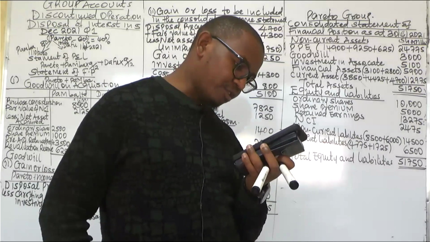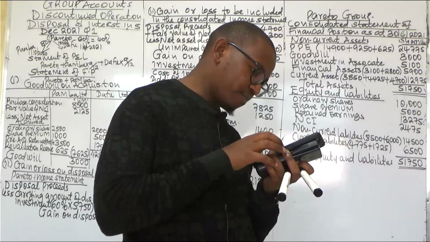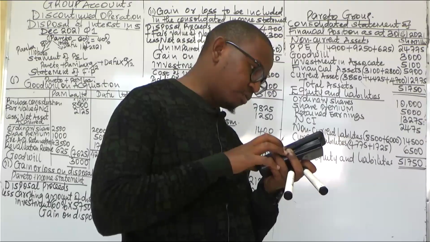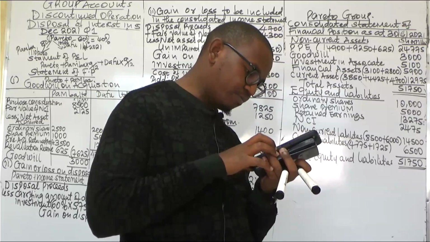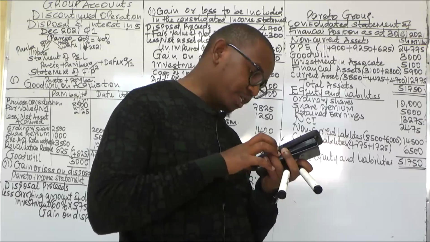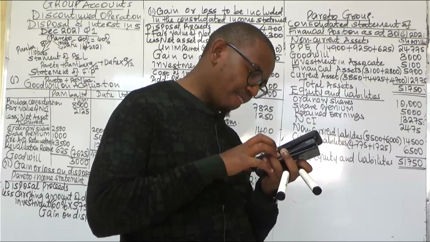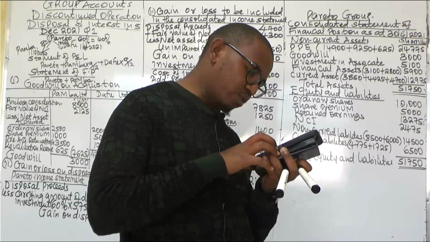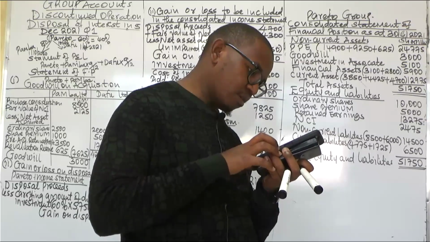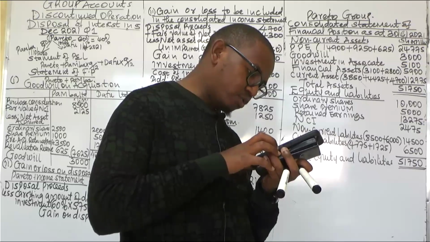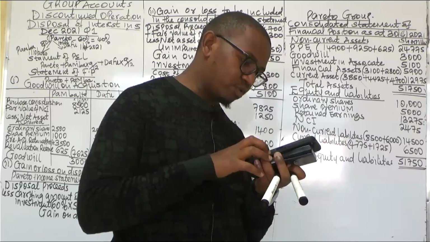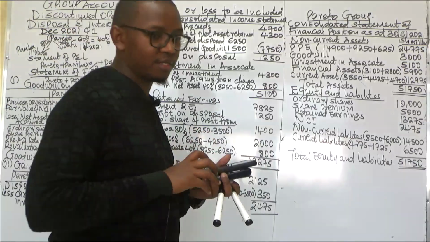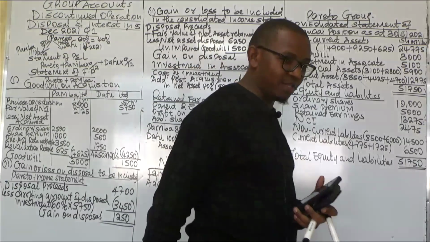So at your own time, try the following as assignment. April 2025, do question 2. December 2024, do question 2. August 2024, do question 2. April 2024, do question 2. All that, meaning that even in your sitting, it will be question 2.